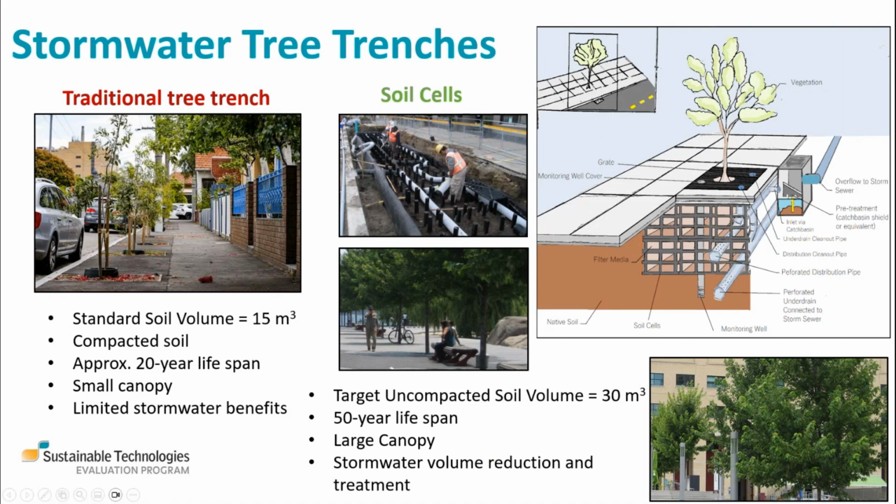So a typical tree trench would only last about 20 years and would have to be replaced over time. Whereas soil cell stormwater tree trench systems would increase the lifespan by more than double, up to about 50 years. So you can see a larger canopy, higher level of stormwater volume reduction and treatment, and has that level of stormwater benefits.